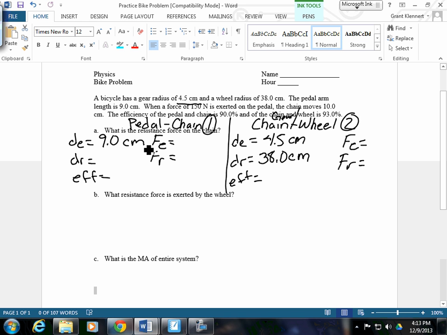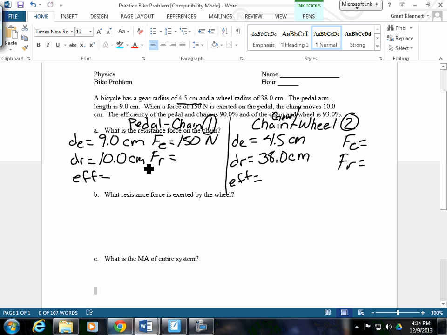When a force of 150 newtons is exerted on the pedal, is that effort or resistance? You are dealing with the pedal, so that is effort. So our force of effort 1 is 150 newtons. The chain moves 10 centimeters. Well, that's our only remaining distance that we don't have, DR1, and that is the chain. So we're going to put in 10.0 centimeters.